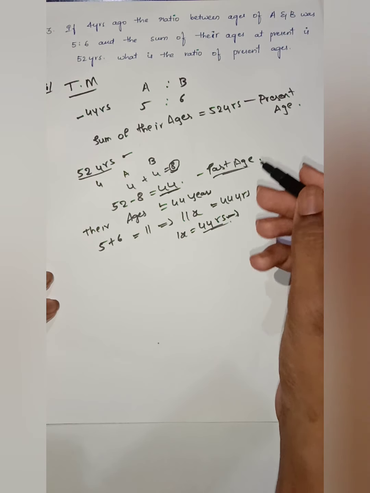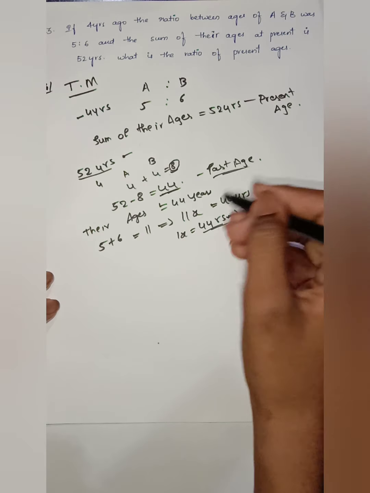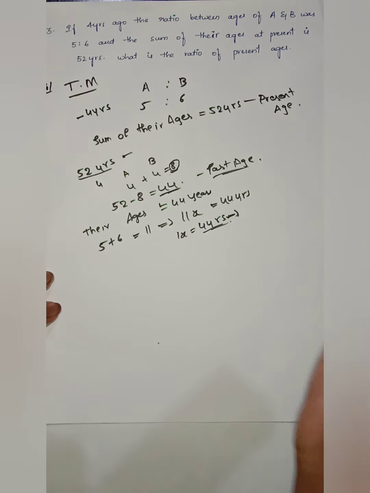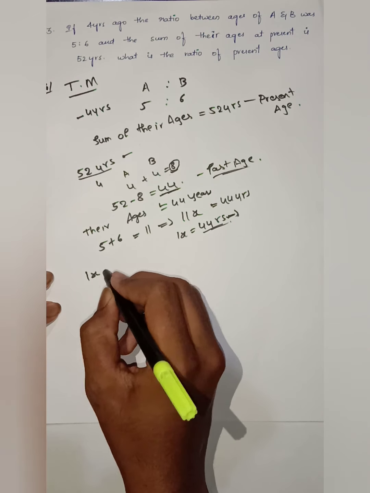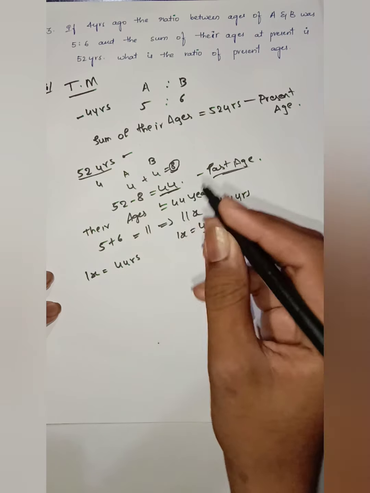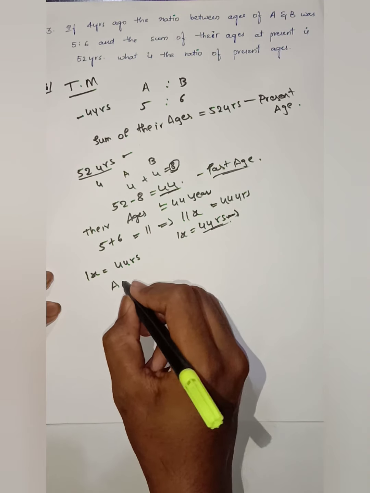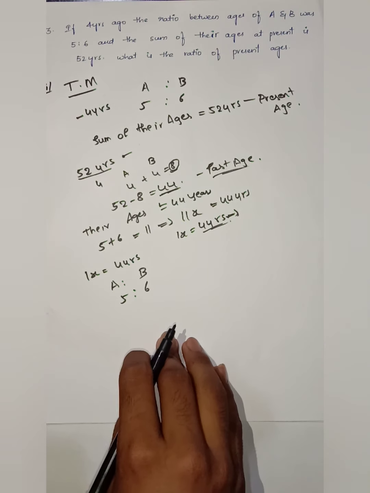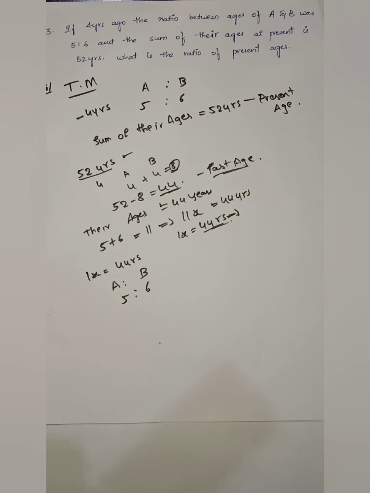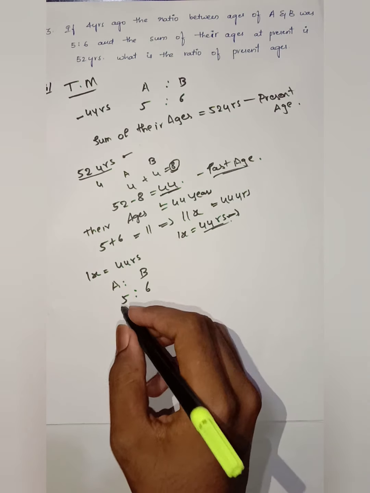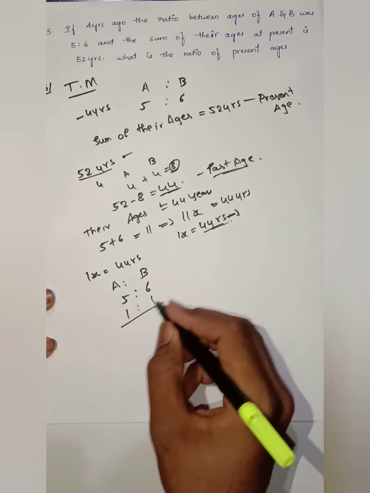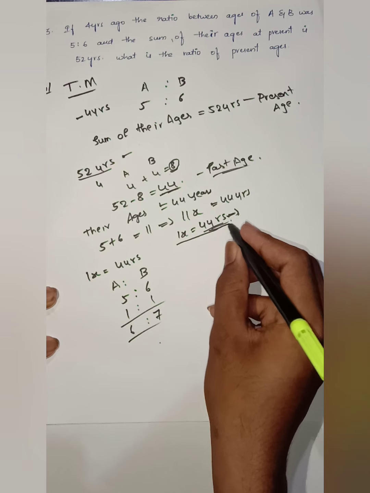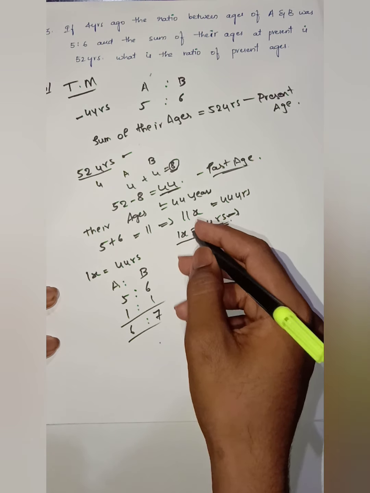In the question they have asked to find the ratio of their present ages. To get the present age, add 4 years to each. We know that for 1x it is 4 years. So the ratio of A and B 4 years ago is 5:6. So add 4 to each. Instead of adding 4 years, add directly 1 to each, 1x. So the answer is 6:7, because we know that for 1x it is 4 years.